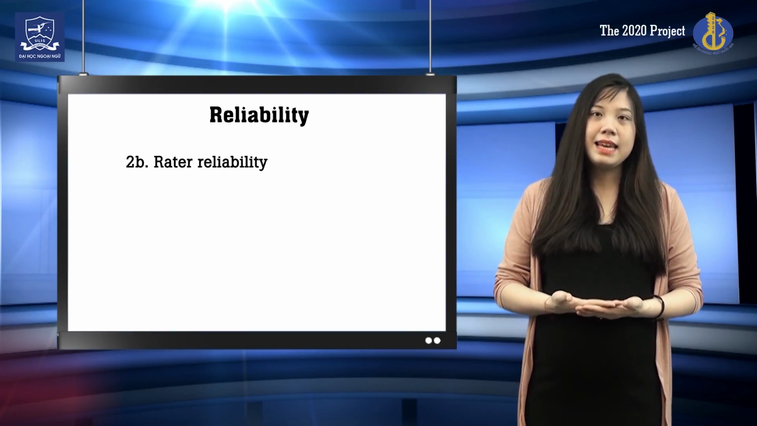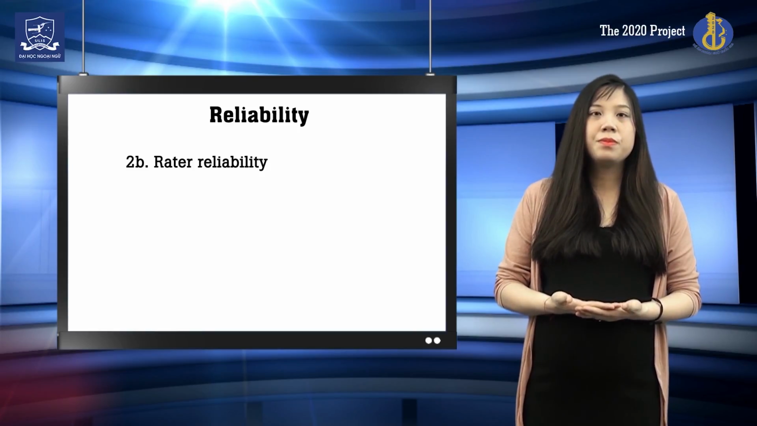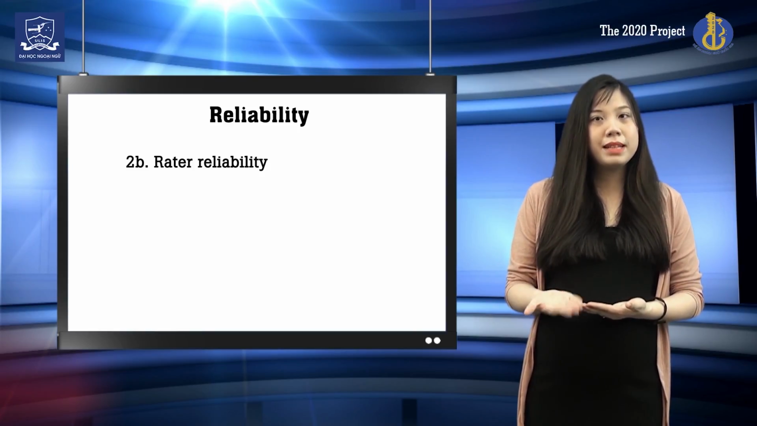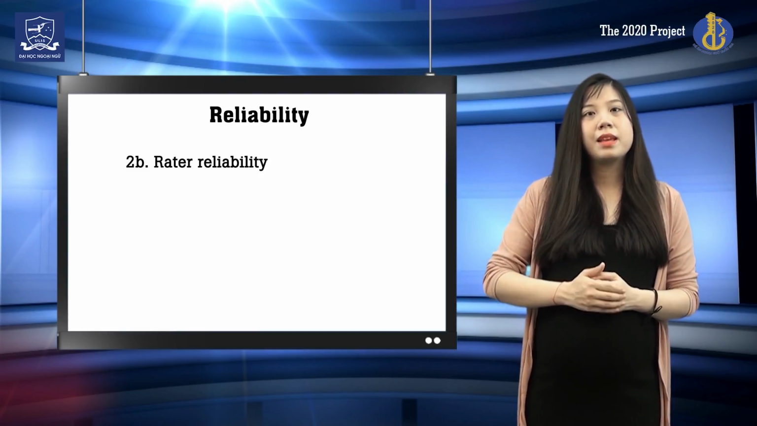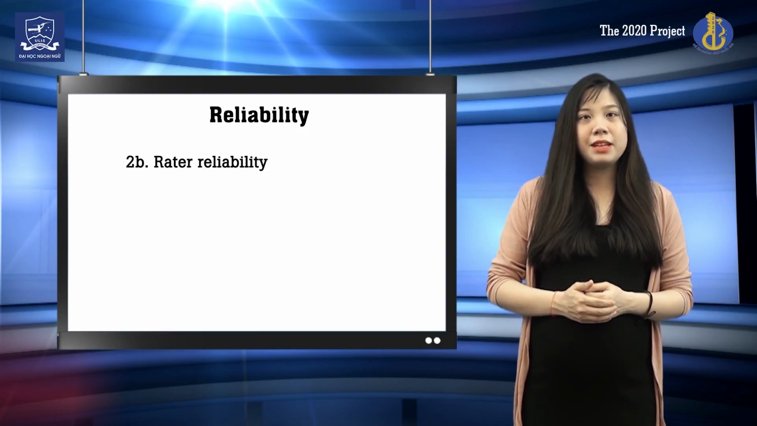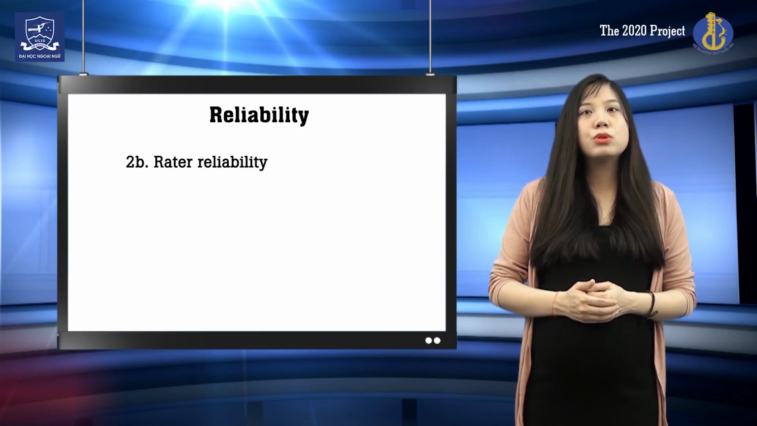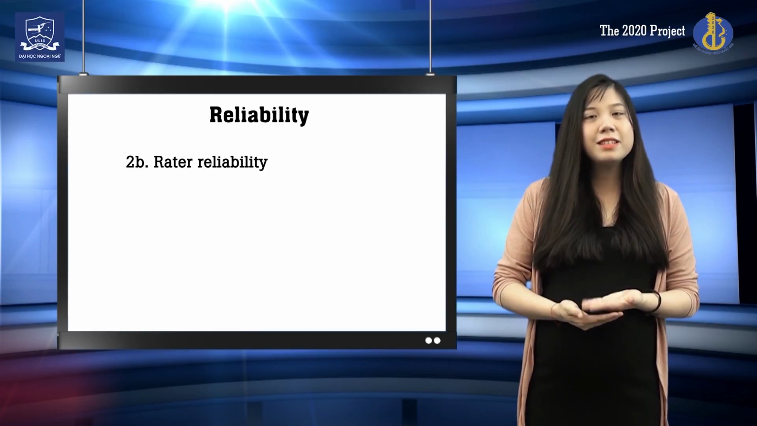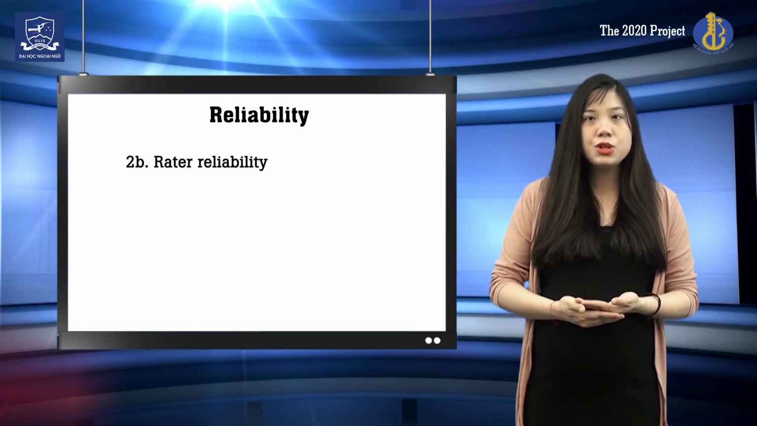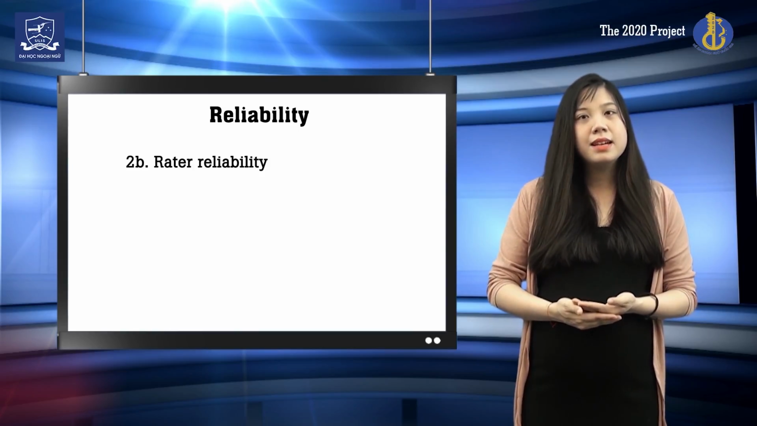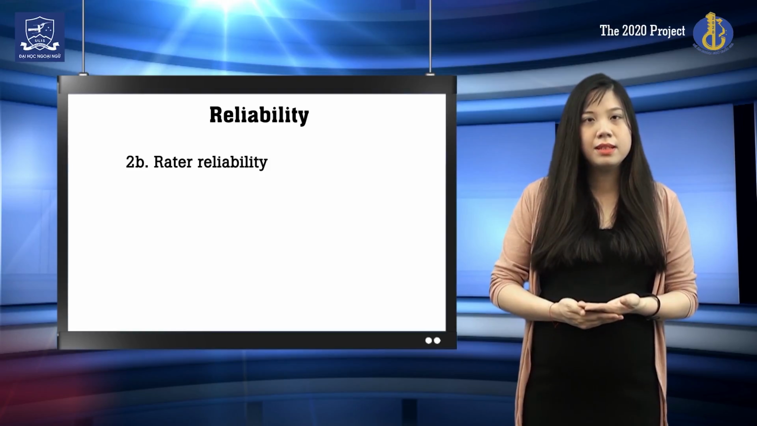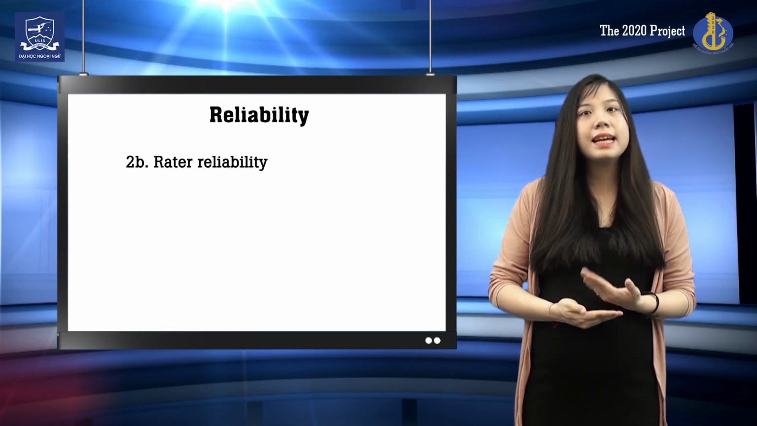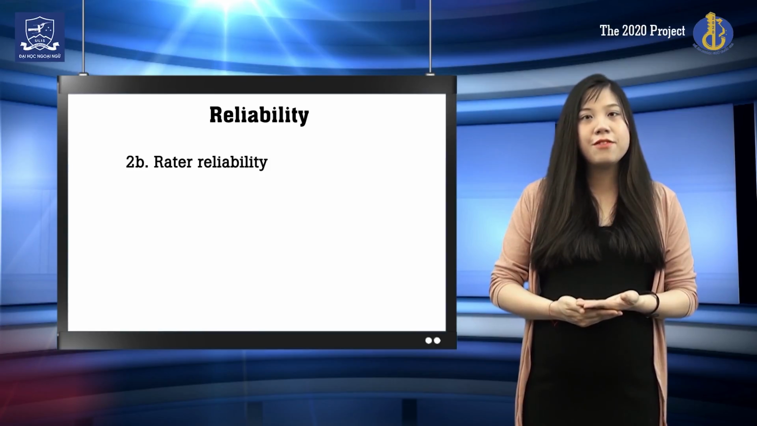Rater reliability has been divided into inter-rater reliability and intra-rater reliability. Inter-rater reliability occurs when two or more scorers yield consistent scores of the same test. Failure to achieve inter-rater reliability could stem from lack of adherence to the scoring criteria, inexperience, inattention, or even preconceived biases.